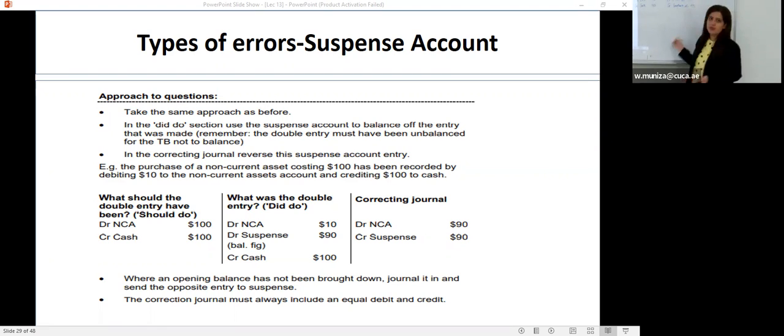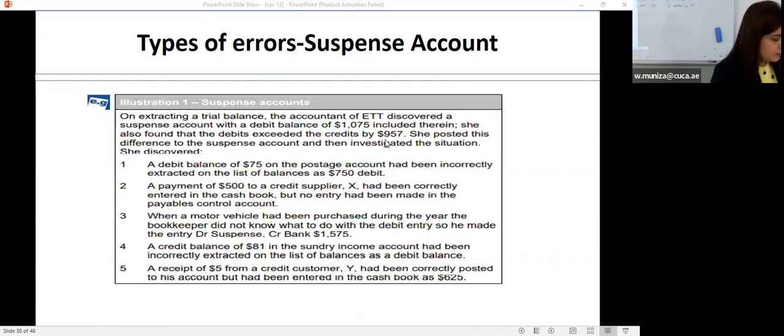This is the approach which we have been told. But in this, they are creating a suspense account as well, and then later they are crediting. Clear? So you are concerned about the rectified entry in this case. Okay, students, let's move on.